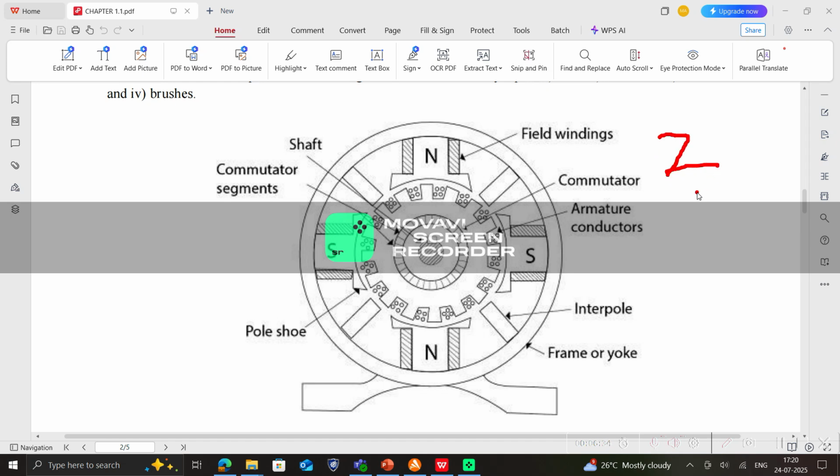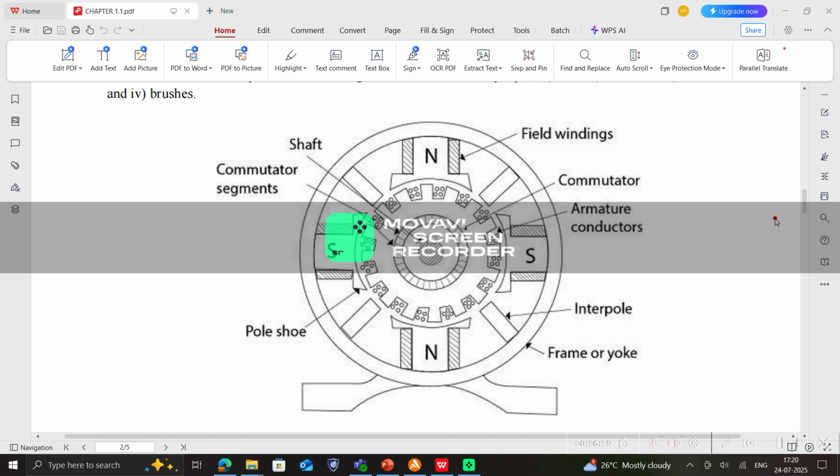In lap winding, the number of parallel paths will be the same as the number of poles. A represents the number of parallel paths, Z represents the number of conductors, and P represents the number of poles. So in the case of lap winding, A is equal to P, and in the case of wave winding, the number of parallel paths A is always 2.